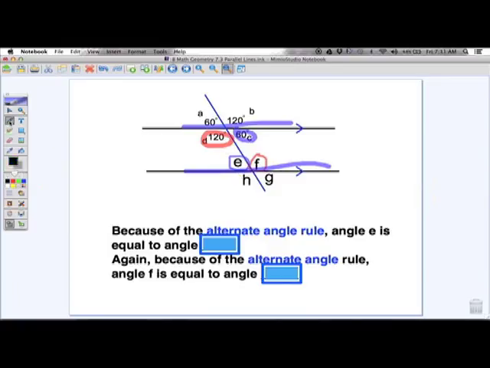Another way of looking at it, I'll just show you the Z, like that. That means that this angle and this angle are the same, and this angle and this angle are the same. And again, all the laws that we're going to go over only apply to angles when you have parallel lines.